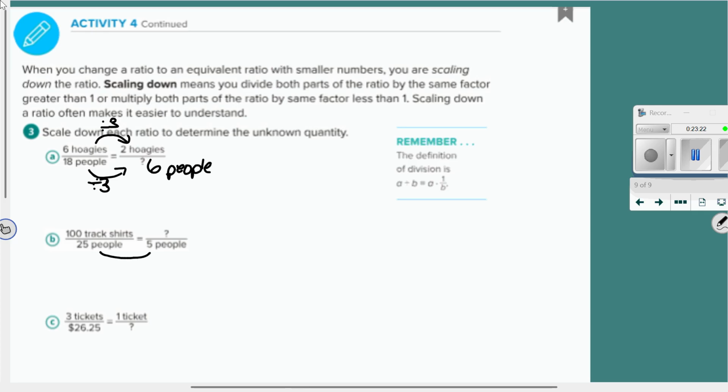What do I do to 25 to get to 5? Divided by, wait, what? Divided by, there we go. 100 divided by 5? 20 track shirts.